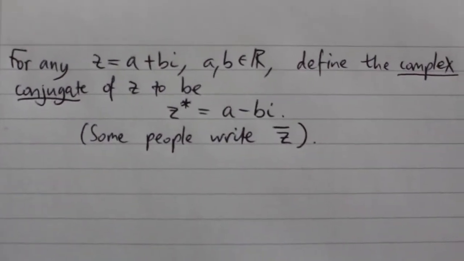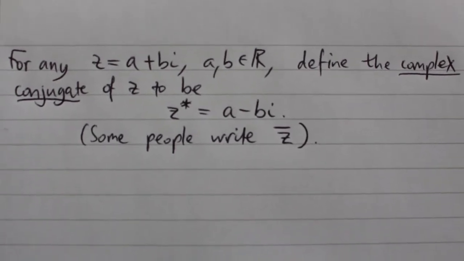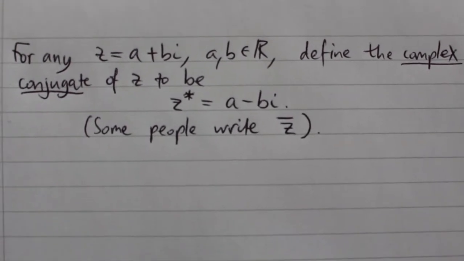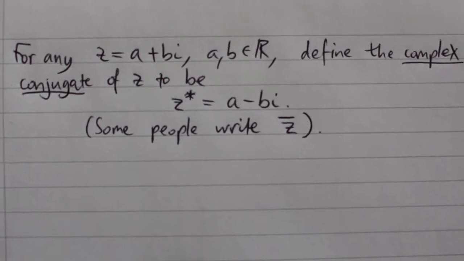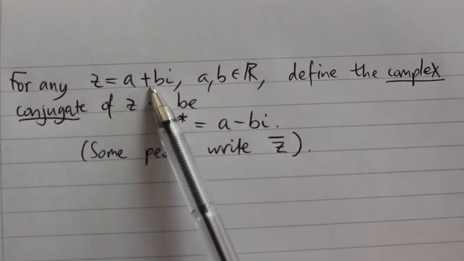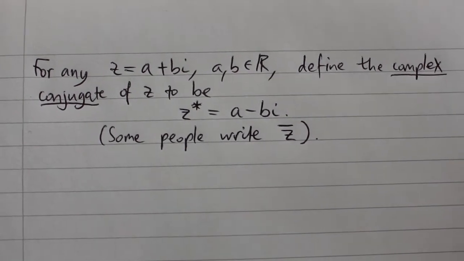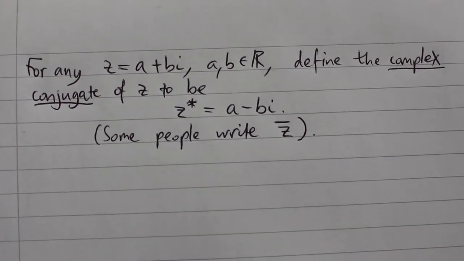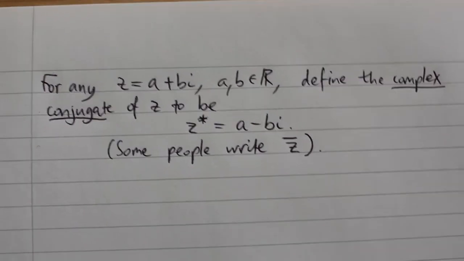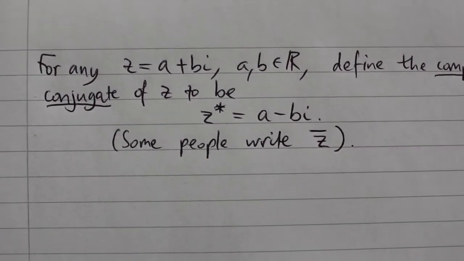Next, a definition. Given a complex number z, which is a plus bi, where a and b are real numbers, we define the complex conjugate of z, denoted by z star, to be a minus bi. So to work out the complex conjugate, we just change the i term to be minus what it was previously. So the conjugate of 1 plus i is 1 minus i, the conjugate of 3 minus 4i is 3 plus 4i. Some people write z bar for the conjugate. Usually I write z bar, but in the book and in the exam they'll use z star.